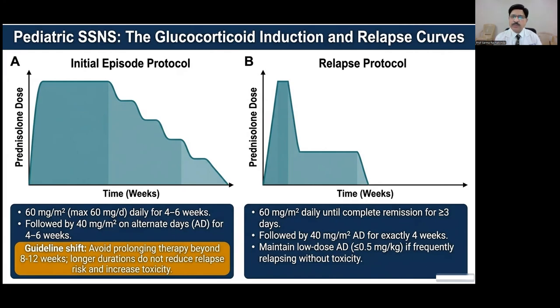Suddenly you drop it from 60 to 40 and maintain low dose. That is alternate day less than 0.5 milligrams, if frequently relapsing without toxicity. This is the relapse protocol. I told you what is relapse.